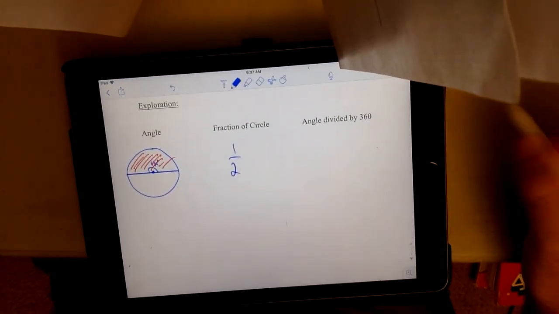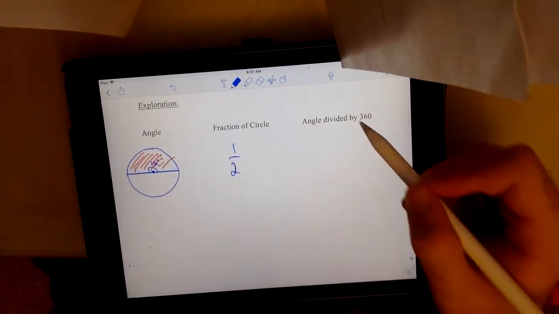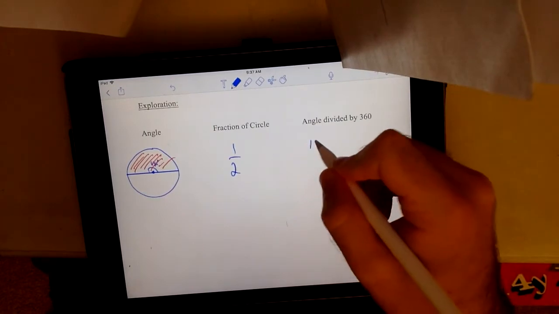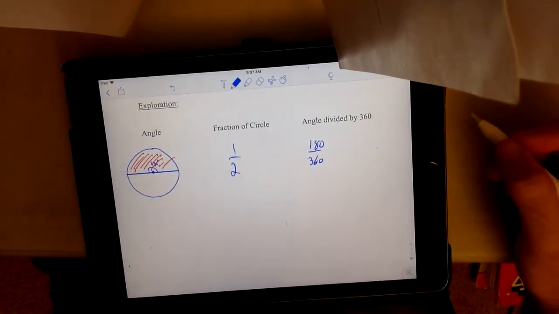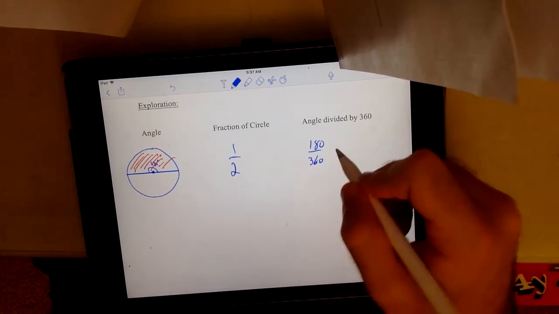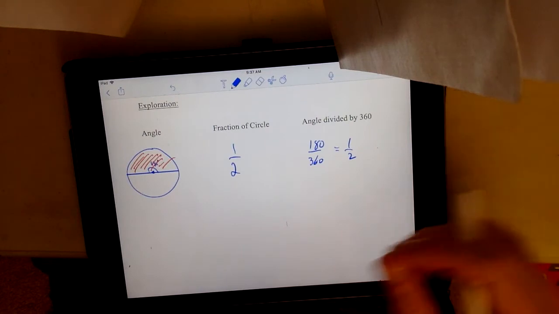Now for the last column, what is the angle, in our case 180, divided by 360? So 180 divided by 360. What does that reduce to? Well, 180 is half of 360, so that's 1/2. Okay, maybe you see where this is going.